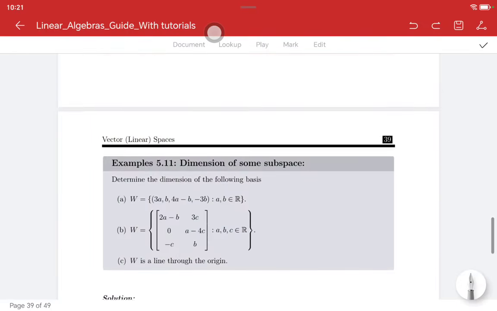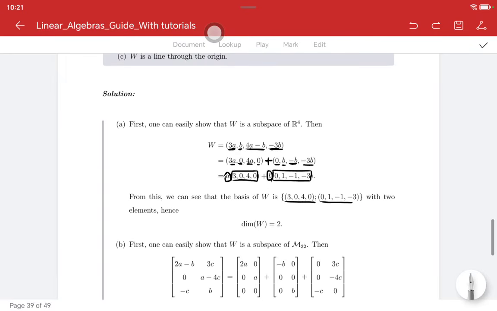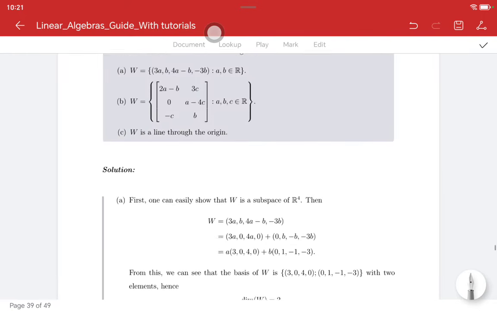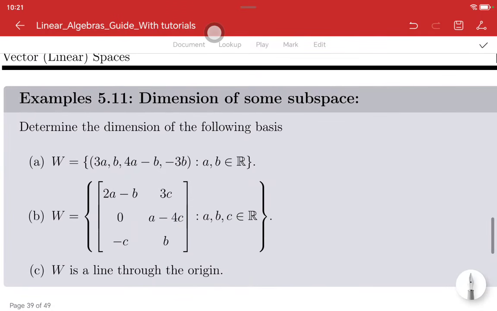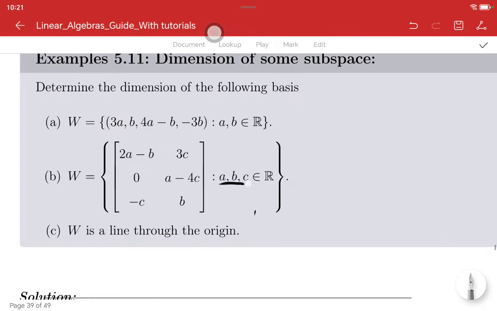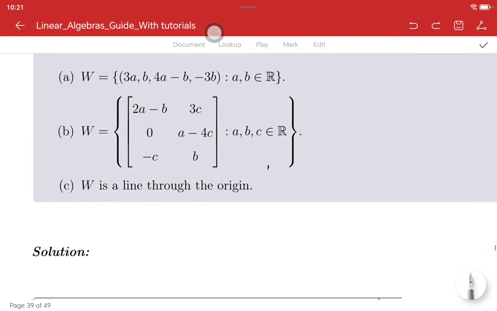If we check, we found 2 vectors. It means that the dimension of this set is equal to 2. All right. Then the dimension of this will be equal to 2. Now we check B. B says that we can easily show that W. How many variables do we have here? Oh, it's 3. Yes, we have 3 variables. We should have 3 vectors, since we have 3 variables.